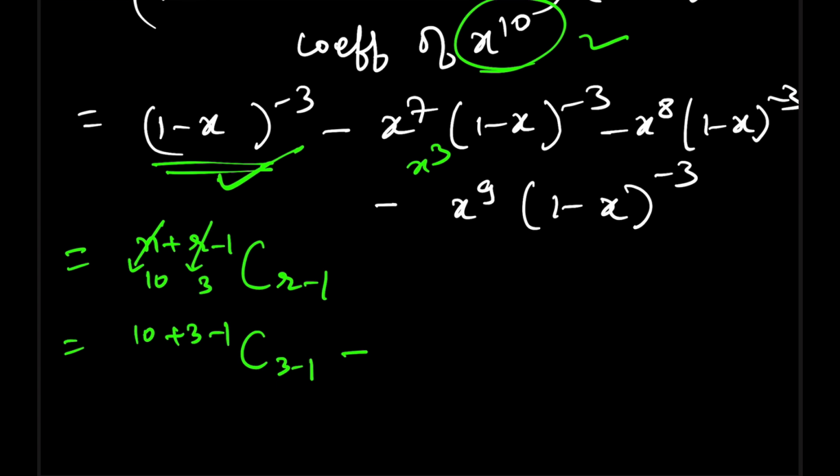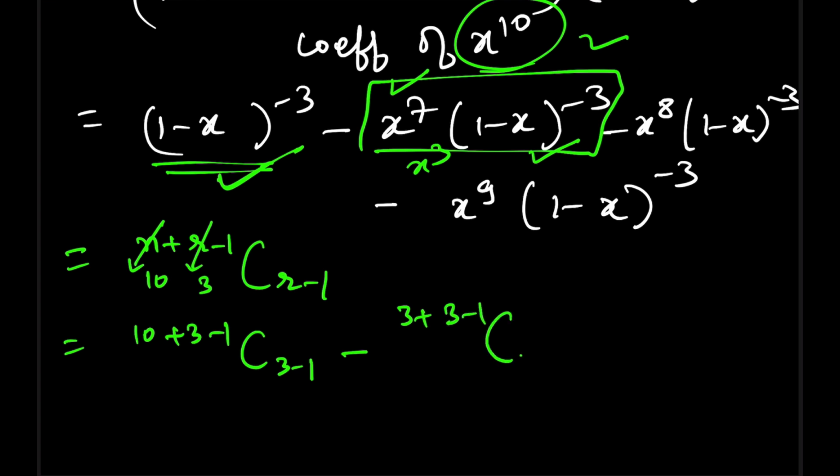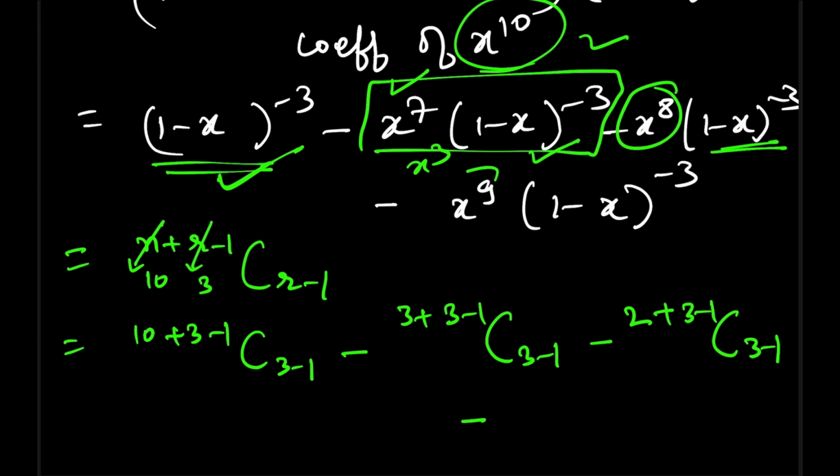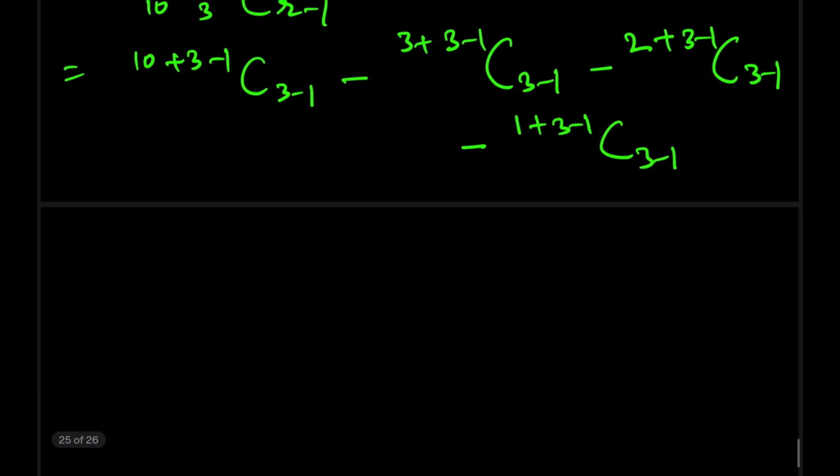In the second term, you already have x^7 over here, so you only need x^3 from this expression. So our n value will be 3, giving (3 + 3 - 1) C (3 - 1). Similarly here, you have already taken out x^8, so you only want the x^2 coefficient from this term. So n is 2: (2 + 3 - 1) C (3 - 1). For the final term, you already got x^9, so you just want x^1 from this term, and then it will become your x^10 coefficient. So here n is 1: (1 + 3 - 1) C (3 - 1). Our r value is the same for all four terms.